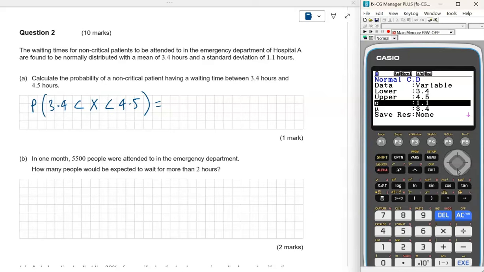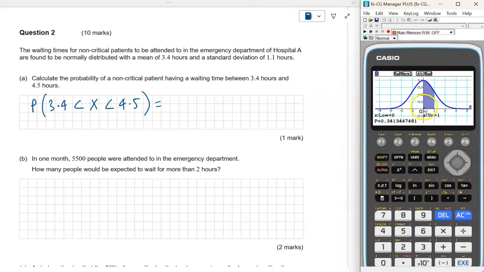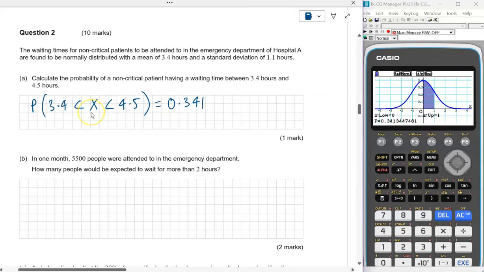Obviously, once those parameters are in, we can just toggle down here and execute or calculate, but I actually like to draw it as well so I can visually see that. You can see that our boundaries, as we said, were the mean in the middle there and exactly one standard deviation above the mean. So the probability is equal to 0.341. So 0.341 is the probability that a patient will be waiting between 3.4 and 4.5 hours.